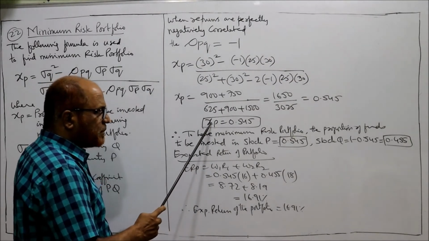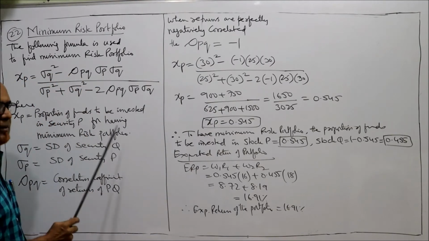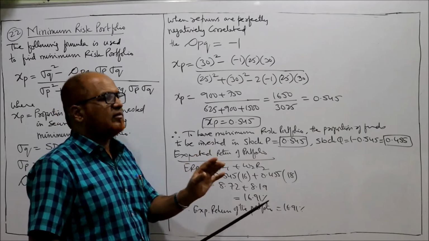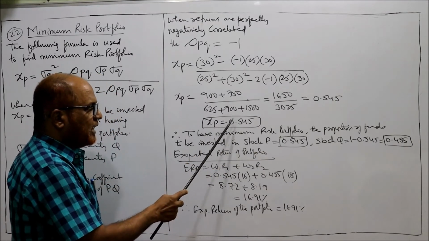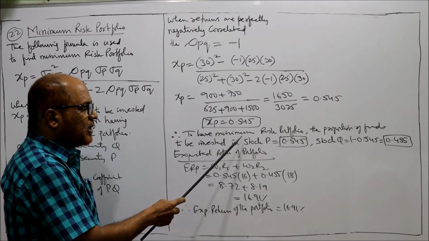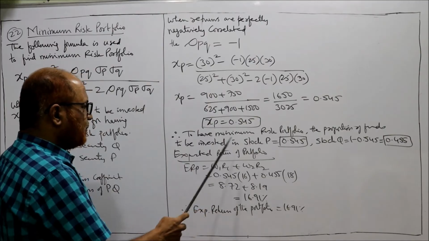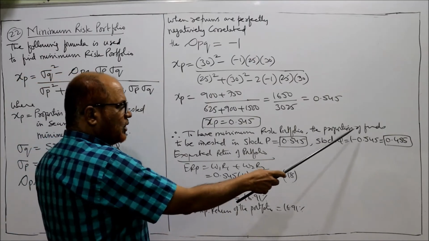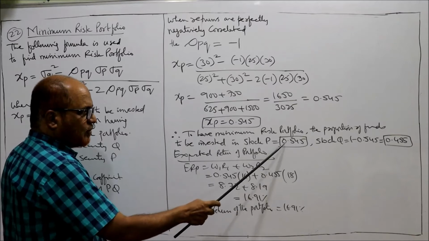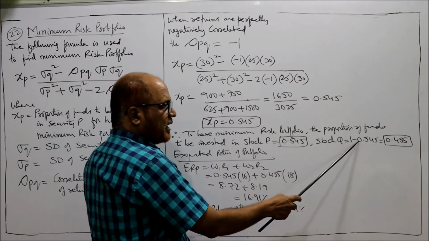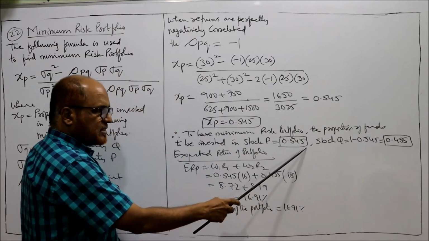So what is this XP? It is the proportion of funds to be invested in security P. So how much investment has to be made in security P? 0.45 is the investment to be made in security P. Then how much will be in Q? 1 minus 0.545. To have a minimum risk portfolio, the proportion of funds to be invested in stock P is 0.545. Stock Q, 1 minus 0.545 is 0.455. These are the proportions of funds.